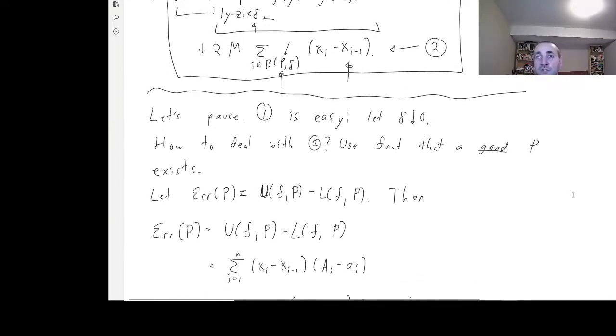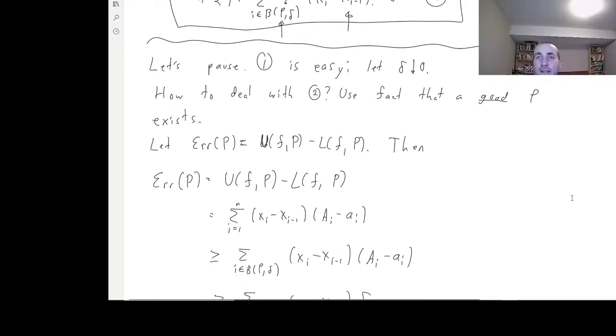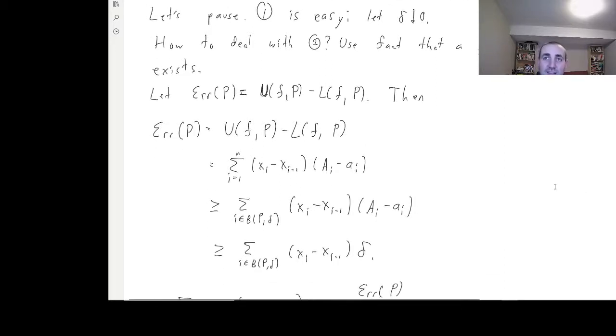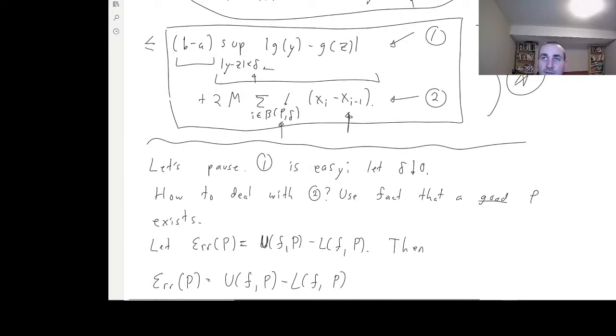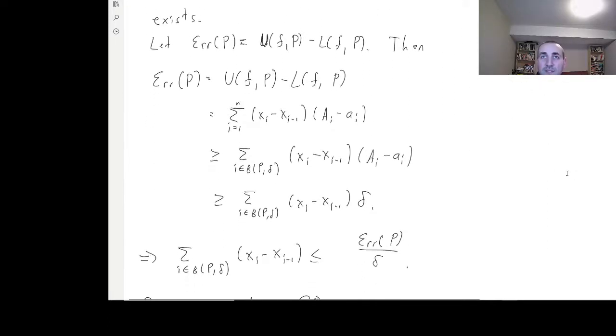So let's do the calculation to check that that's true. I define error of p to be U of f,p minus L of f,p. That's the difference between the upper and lower bound function. And I'm just going to check that this term here, that I'm sort of worried about, is never too bad when error of p is small. So I define error of p as U of f,p minus L of f,p, which is the sum of x_i minus 1 times capital A_i minus lowercase a_i. So we've certainly seen this before.